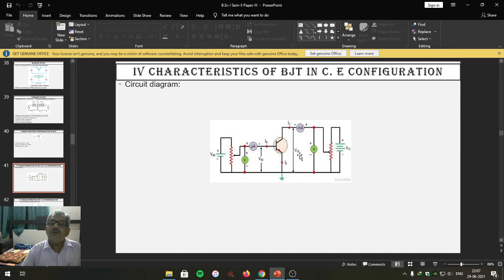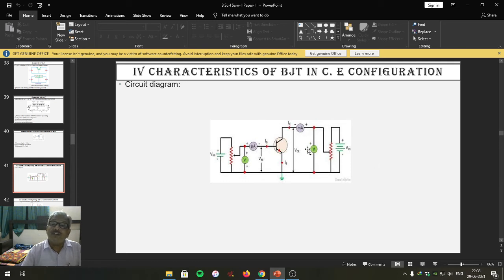Now, the output IV characteristics we are going to define. Output IV characteristics is the graph of output current IC versus output voltage VCE when input current IB is constant. To plot the output characteristics, we have to keep the base current IB constant, vary the output voltage VCE, and note down the collector current IC. Plot the graph of IC versus VCE by keeping IB constant, and we get the output characteristics.